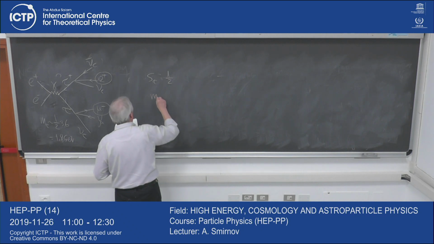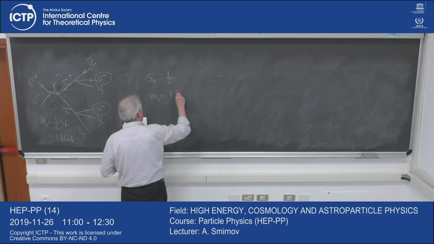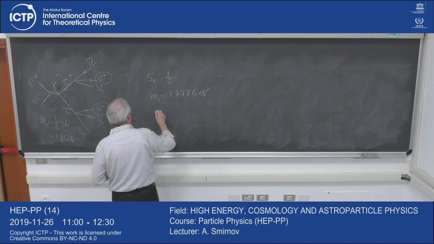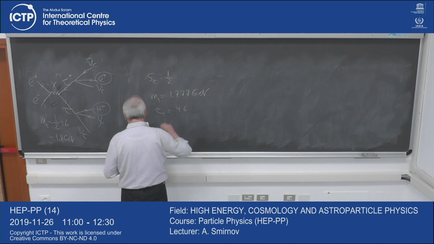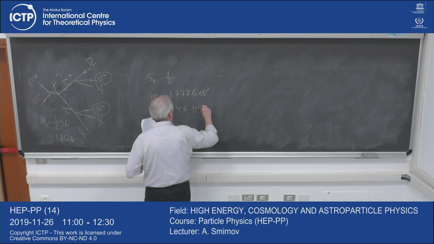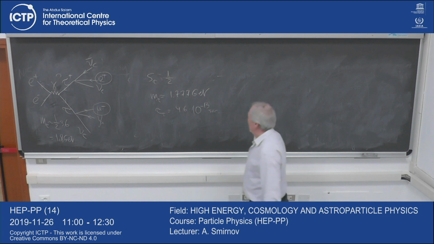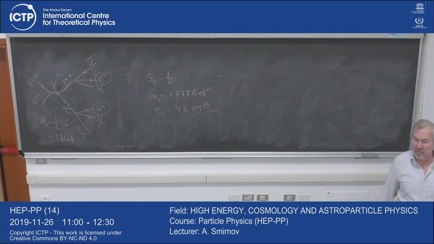Now the mass, a more precise measurement, is 1.777 GeV. The lifetime of the tau lepton is 4.6 times 10 to the minus 13 seconds, which is typical for weak decays of objects with this mass. And this is a three-body decay. Again, you have some exercise.